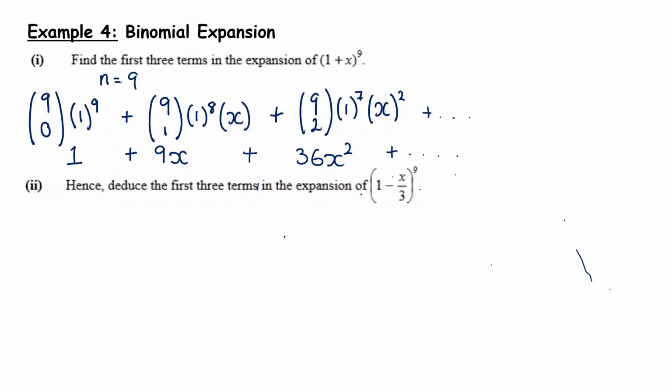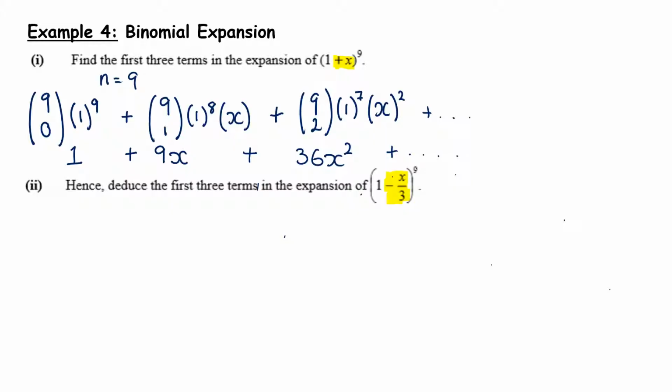So this question also has a second part where it says hence. Okay, so based on what we've just done, they don't want me to start again, they want me to use what I've just done. It says hence, deduce the first 3 terms of this expansion. Okay, so I still have a bracket, I have a 1, I have a power of 9, but what's different is this piece here. Okay, so in my old one I had a plus x, here I have a minus x over 3.